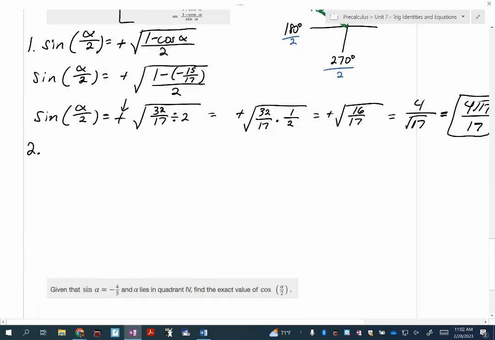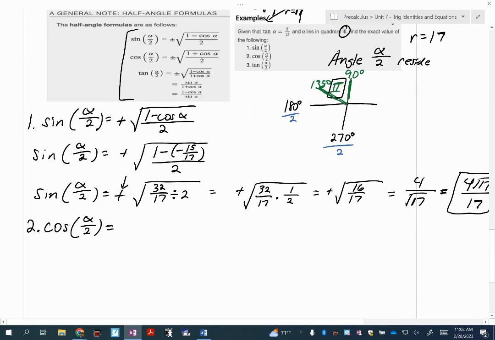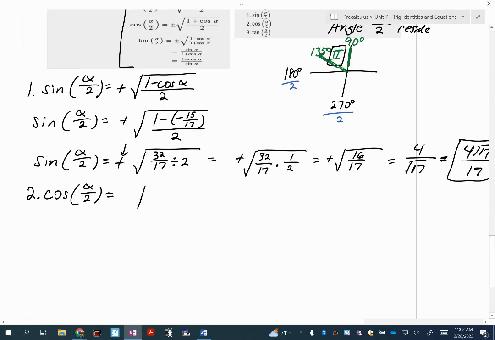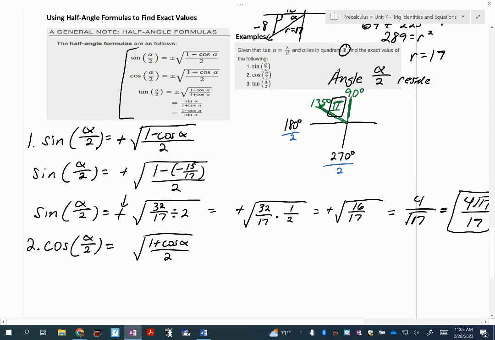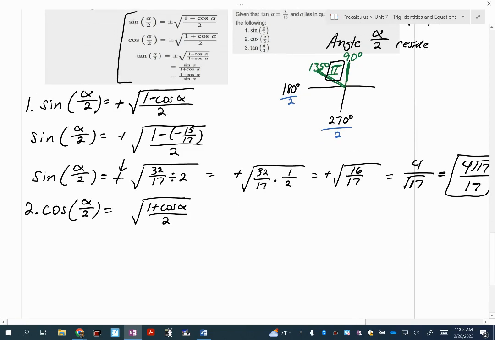Let's do 2, cosine of half of alpha, or alpha over 2. Remember, I'm going to copy down the formula, 1 plus cosine of alpha over 2. Again, decide. We're in quadrant 2 where sine and cosecant are positive, so cosine is actually not positive. This will need to be a negative.